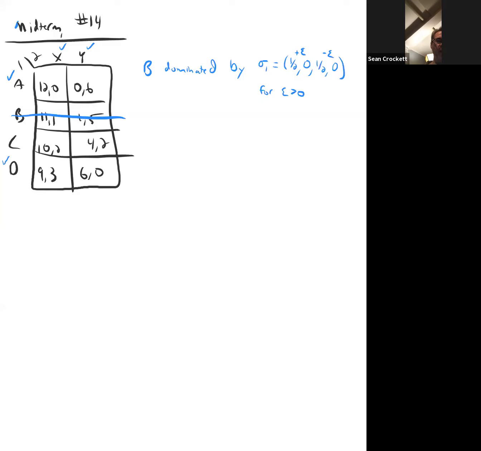C is not going to be dominated, so we can just verify that here. If we try to dominate it with a combination of A and B, we would need that 12P plus 9 minus 9P has to be greater than 10. That's the first condition, which gives us 3P has to be greater than 1, P greater than a third. The other column gives us 0P plus 6 minus 6P greater than 4, which means that 6P has to be less than 2, so P less than 1 third. But it's not possible to have P be both greater than 1 third and less than 1 third, so C is not dominated.